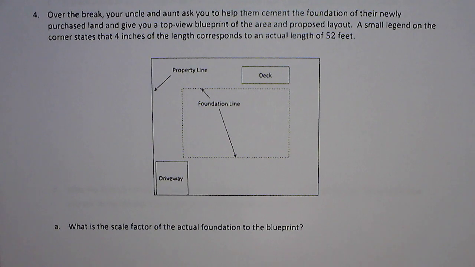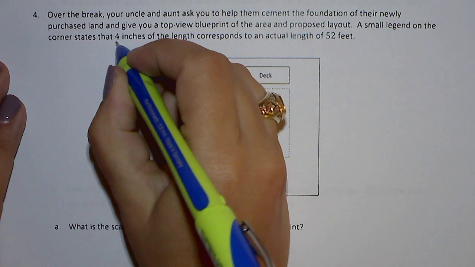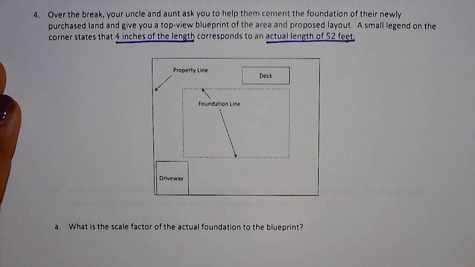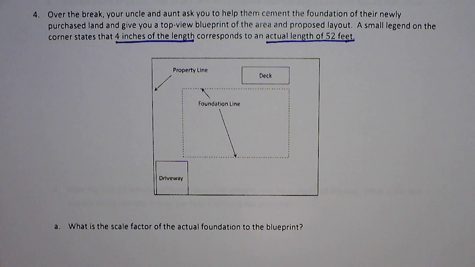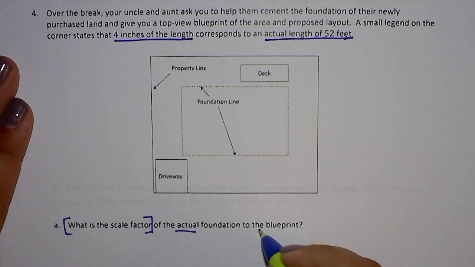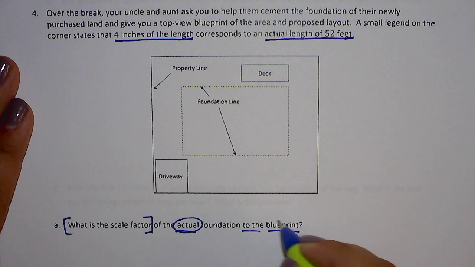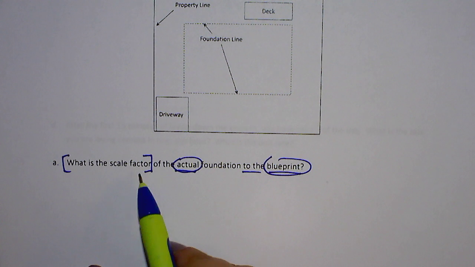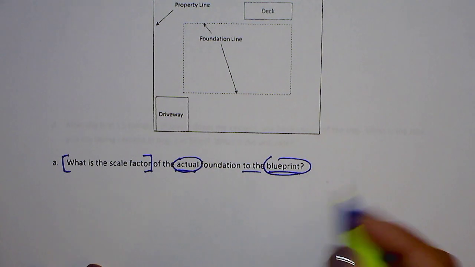Over the break, your uncle and aunt asked you to help them cement the foundation of their newly purchased land and give you a top view blueprint of the area and proposed layout. A small legend on the corner states that 4 inches of the length corresponds to an actual length of 52 feet. So I should have seen you making a table, and this question here is asking, what is the scale factor of the actual to the blueprint? I know that in class we learned that if I see a question that says what is the scale factor of the blank to the blank, I'm going to divide.